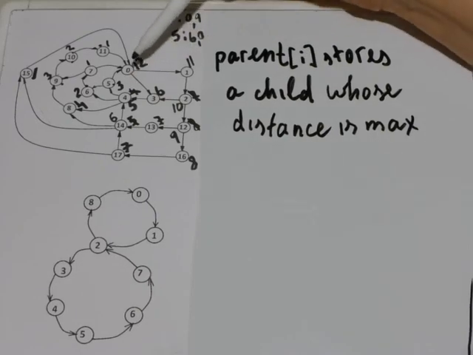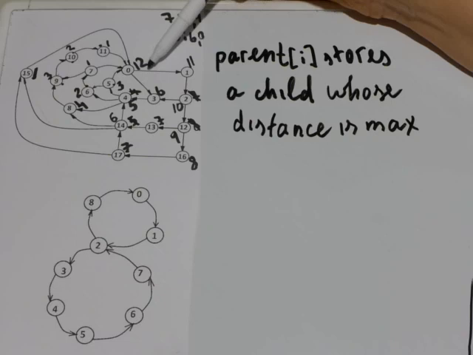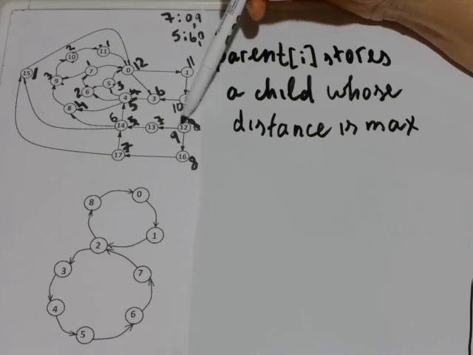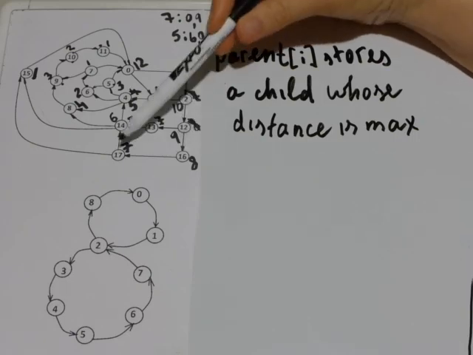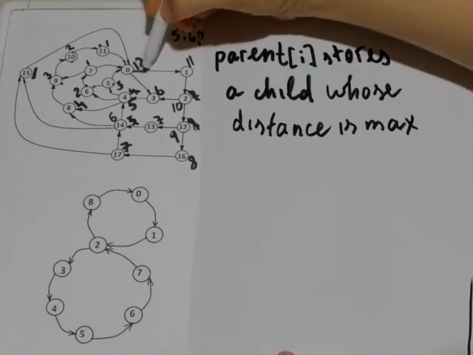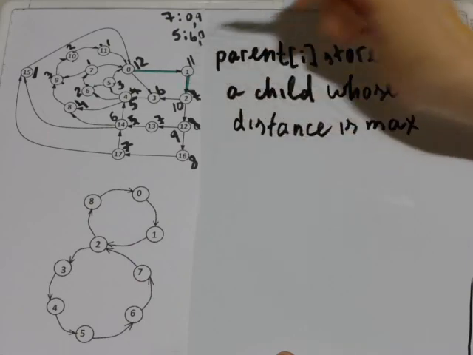For example, we started at 0, and the child that has the longest path to 0 will be 1. So parents of 0 will store 1. Parents of 1 will store 2. Parents of 2 will store 12. Parents of 12 will store 8. So we are basically traversing this cycle. Let me highlight this cycle with a different color. So we have this longest cycle that we follow.